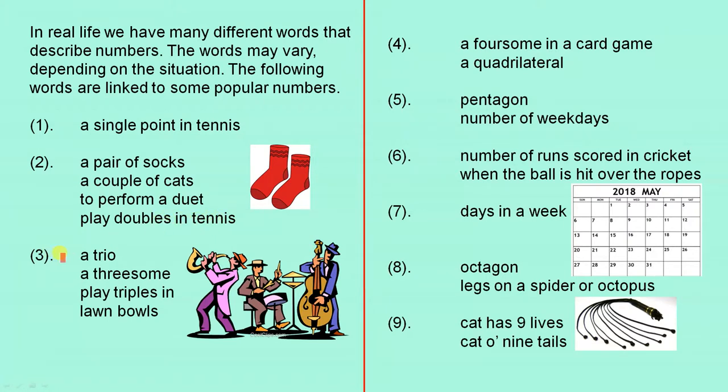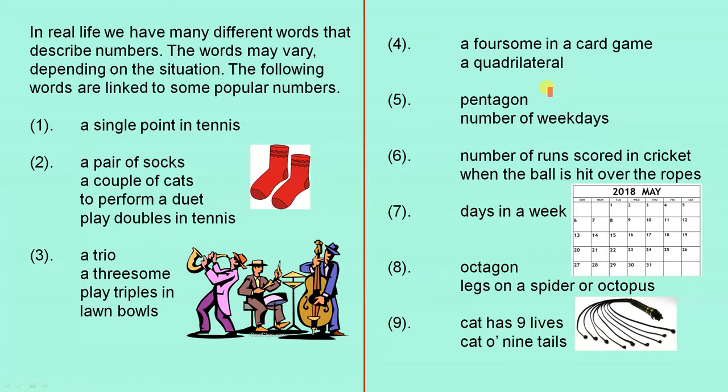The number 3 can be associated with a trio, a threesome. So, for example, you could have 3 people in the band. Or if you play triples in lawn bowls, there are 3 people in a team. The number 4 can be associated with a foursome in a card game, or a quadrilateral, which is a plane shape which has 4 sides.